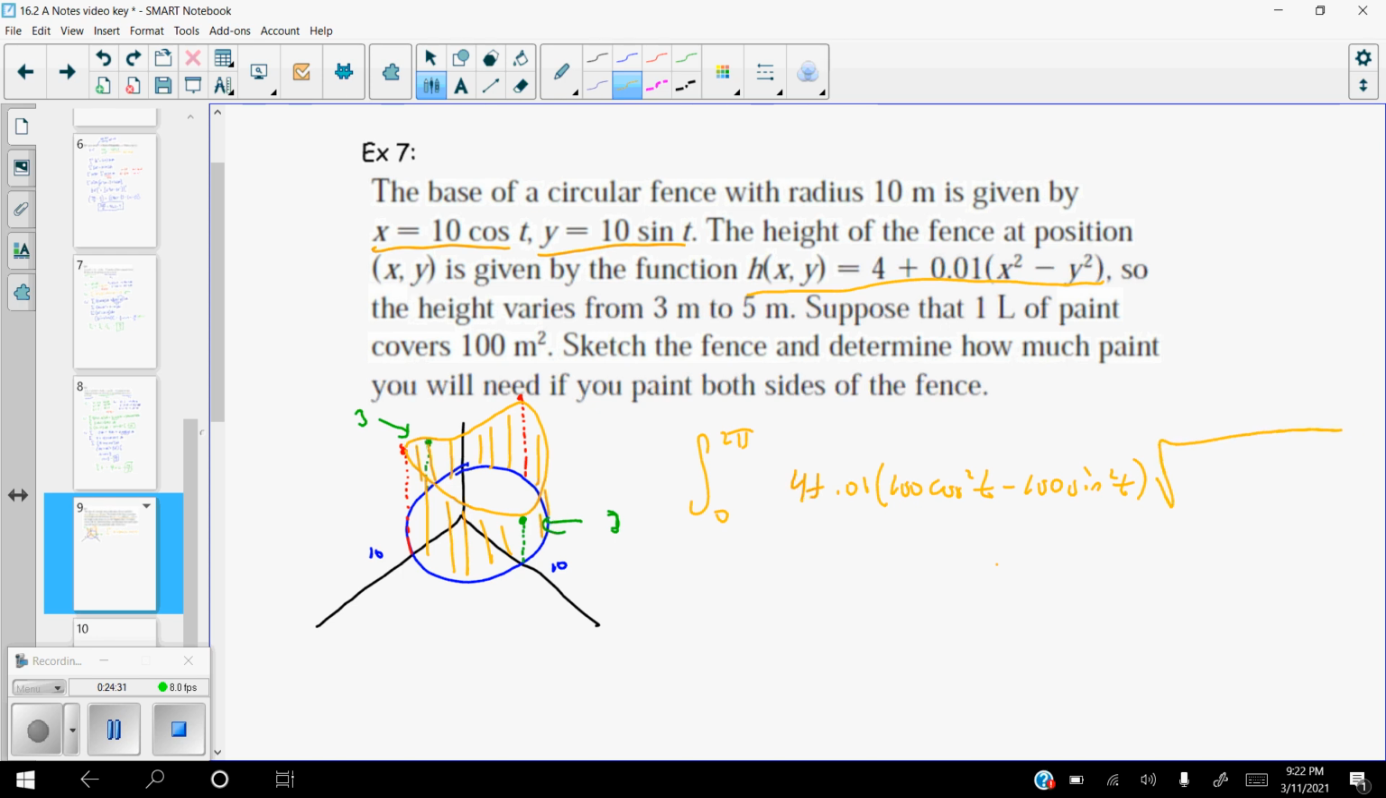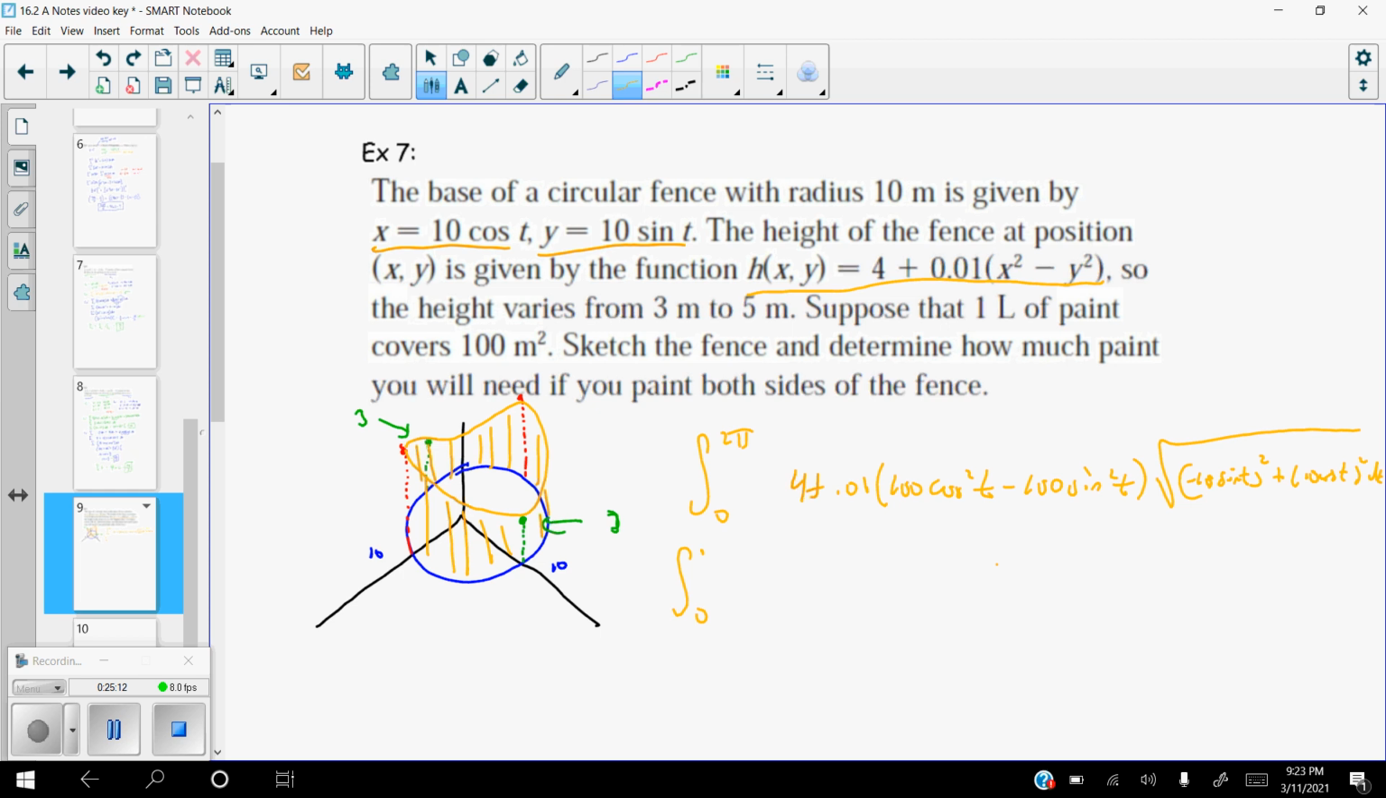And then we have to do ds, because this one does not have a dx or dy or anything like that. This is ds. This is over the arc length. So the derivative of the x part is negative 10 sine t, squared, plus the derivative of the y part, which is 10 cosine t, squared, dt out there on the right. Okay, let's see what we get.